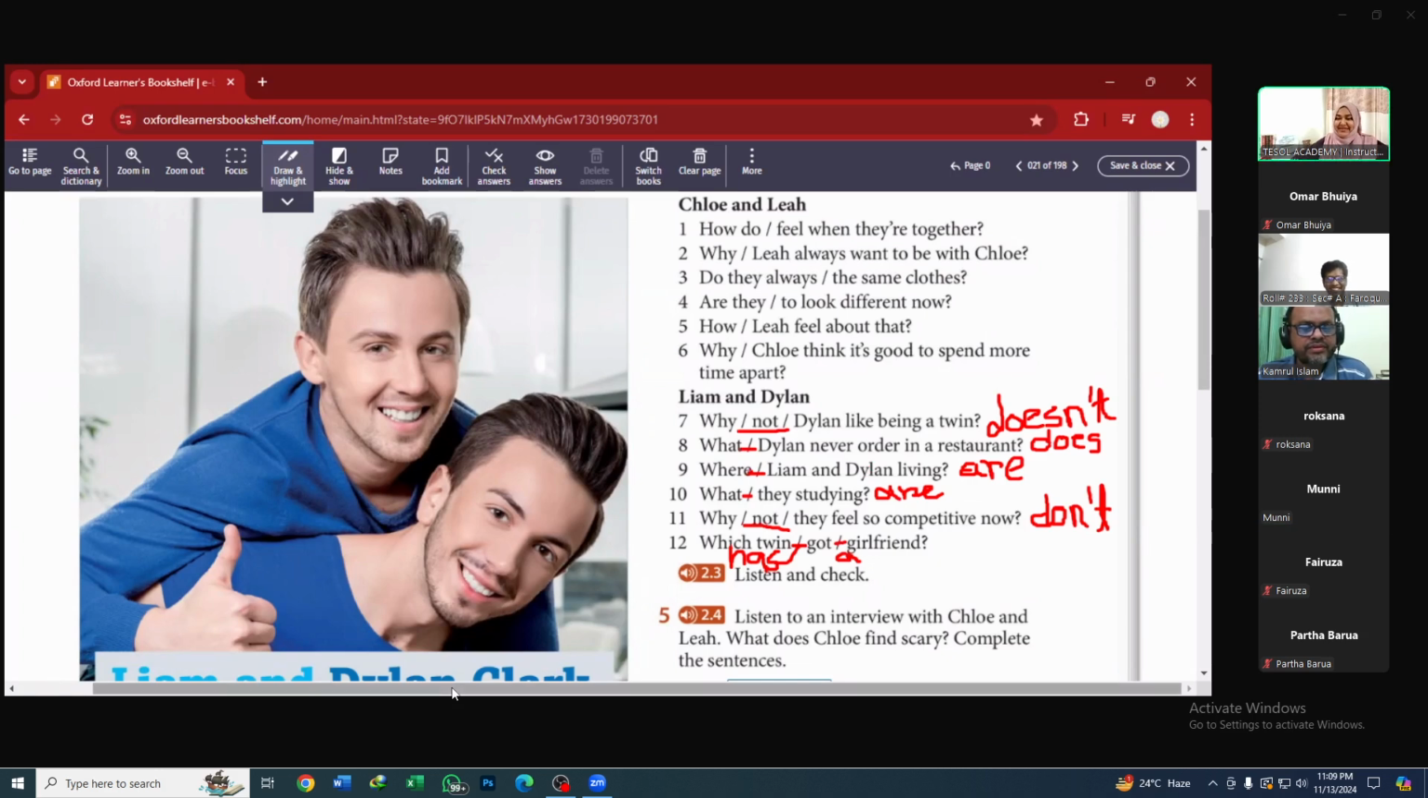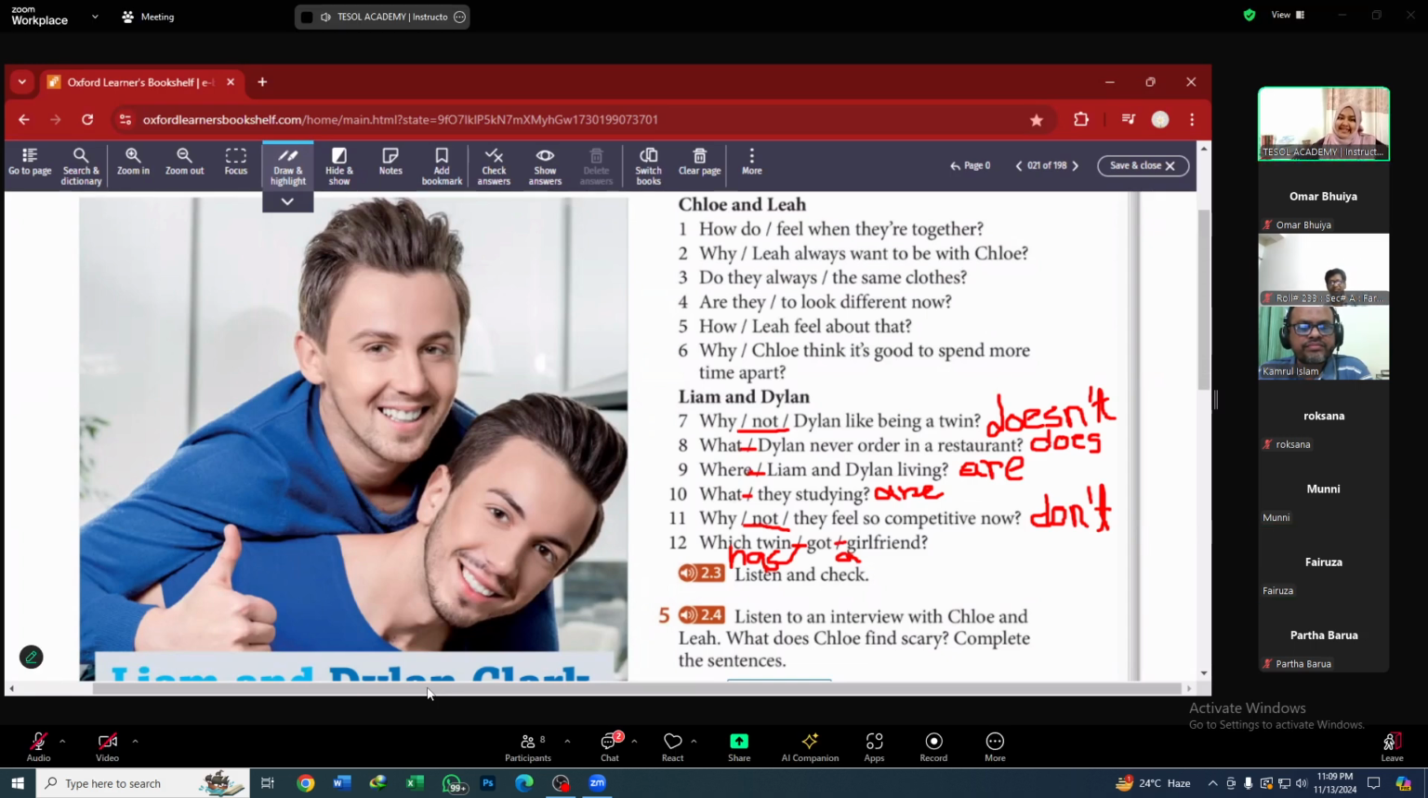Miss Bindu, can you tell me what are they studying? Liam studies physics in Leeds. Very good. Dylan will study drama in Manchester. Very good. Excellent. Very good, Miss Bindu.